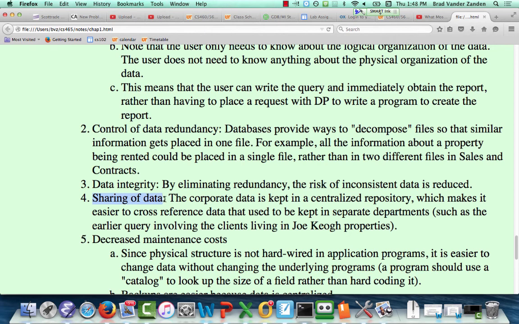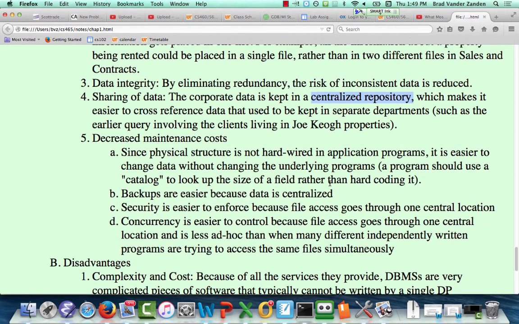Databases centralize the information. Instead of the information being spread all over the country or all over the office, it's in one centralized repository. File formats are consistent. It facilitates sharing of data. Okay? We have decreased maintenance costs.